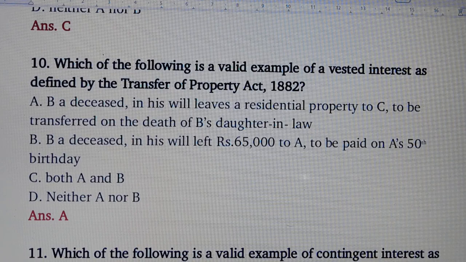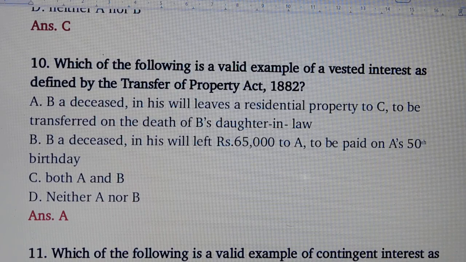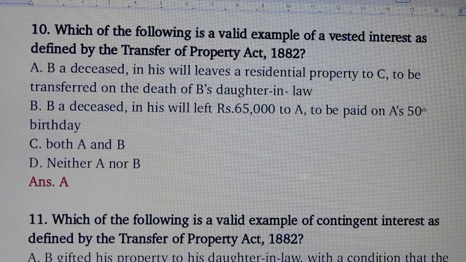Question number 10. Which of the following is a valid example of a vested interest as defined by the Transfer of Property Act? Answer is option number A, B, a deceased, in his will leaves a residential property to C to be transferred on the death of B's daughter-in-law.